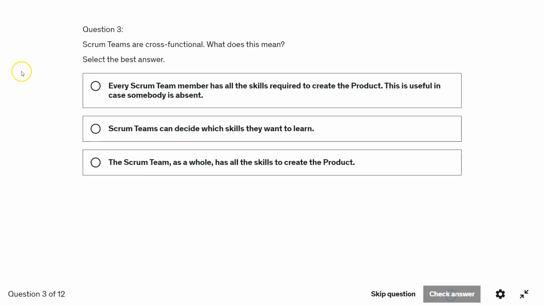Alright. Next question. Scrum teams are cross-functional. What does this mean? Option A. Every Scrum team member has all the skills required to create the product. This is useful in case somebody is absent. Option B. Scrum teams can decide which skills they want to learn. Option C. The Scrum team as a whole has all the skills to create the product backlog. Last option is the right answer.